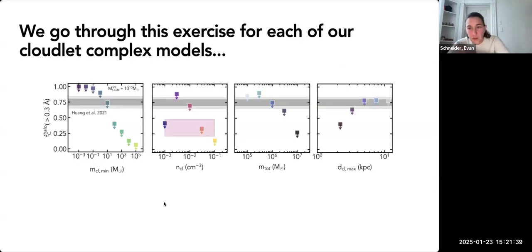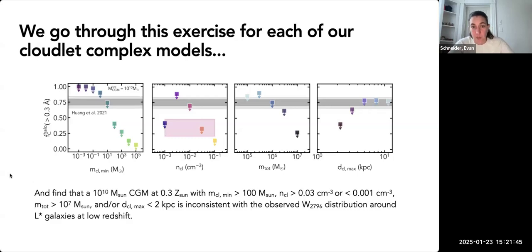So skipping quickly through this, if you do this for all of the different cloudlet complex models and different parameters that we varied, you can start to put constraints. Based on just this data, for a 10 to the 10 solar mass CGM with our chosen metallicity, minimum cloudlet masses of larger than 100 solar masses, or number densities larger than 0.03 or smaller than 10 to the minus 3, total complex masses larger than 10 to the 7, or sizes of the complexes smaller than 2 kiloparsecs. Those are inconsistent with observed distributions for magnesium 2 equivalent widths.